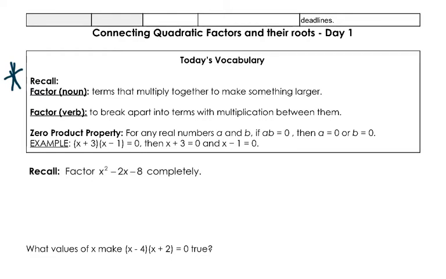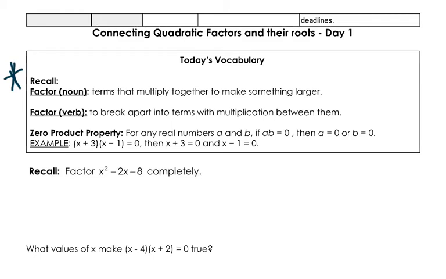So if you look at the example below, if we have these two factors, x plus 3 times x minus 1, and we're saying that when you multiply them, that's going to give you 0, then we could say that x plus 3 is 0 and x minus 1 is 0. We're going to look at this a little further, but let's start with factoring. So something that we're familiar with. It's asking us to factor x squared minus 2x minus 8 completely. So that means factor until you can't factor no more.